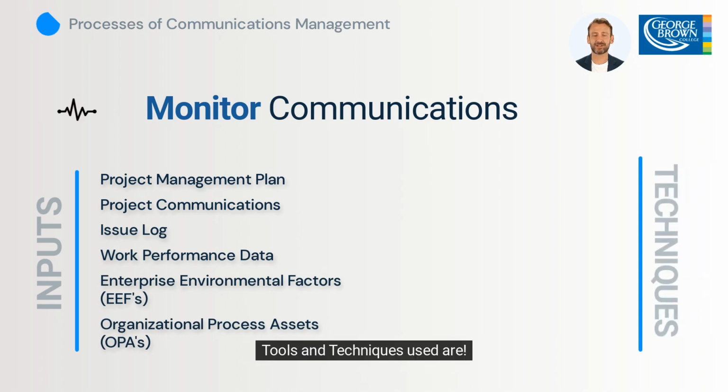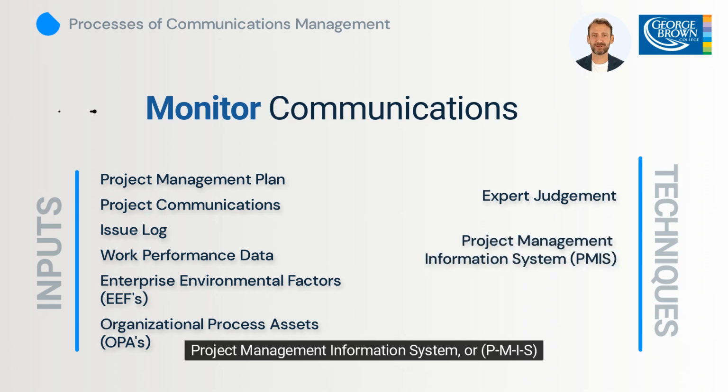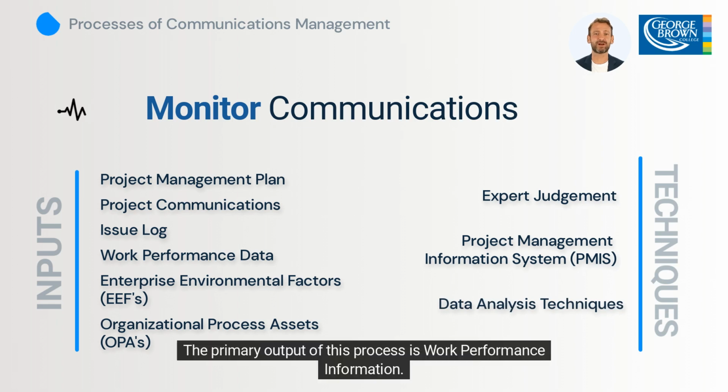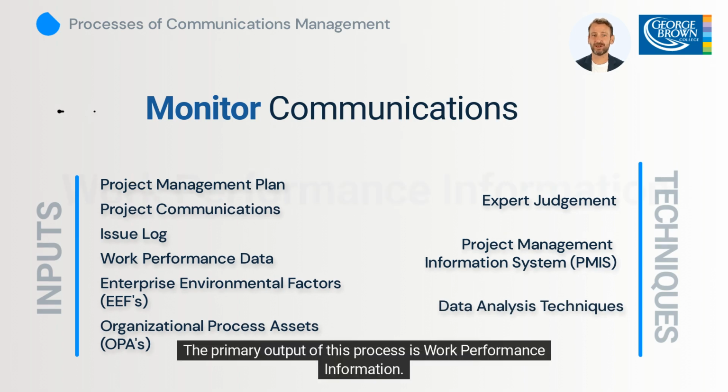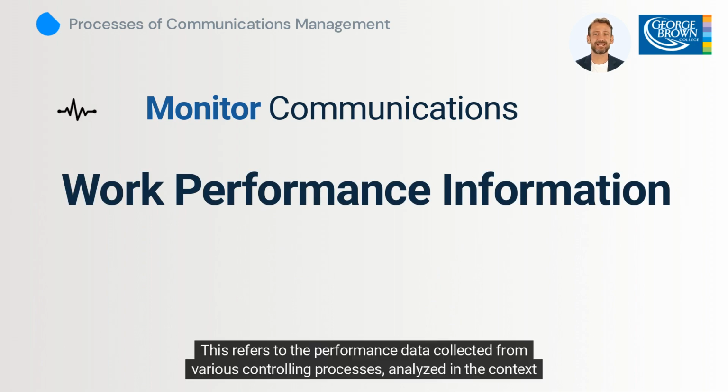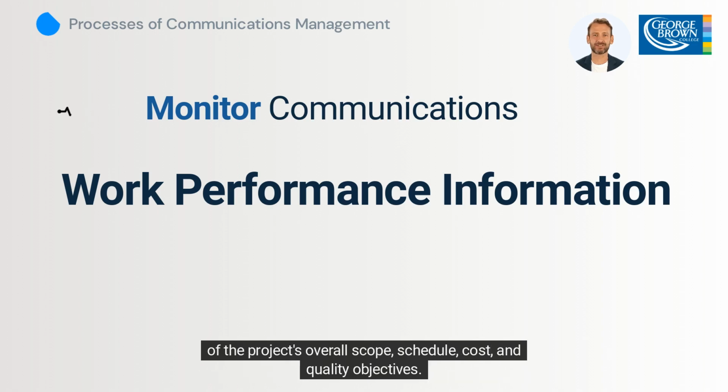Tools and techniques used are expert judgment, project management information system, or PMIS, and data analysis techniques. The primary output of this process is work performance information. This refers to the performance data collected from various controlling processes, analyzed in the context of the project's overall scope, schedule, cost, and quality objectives.